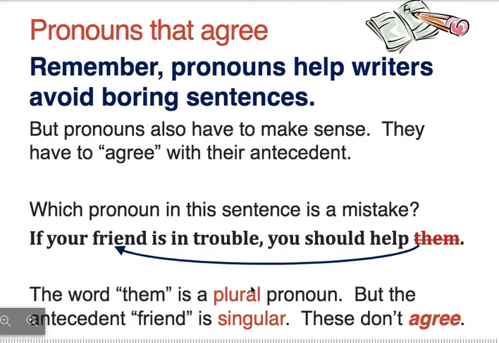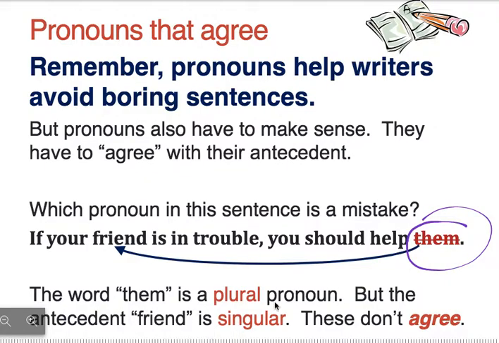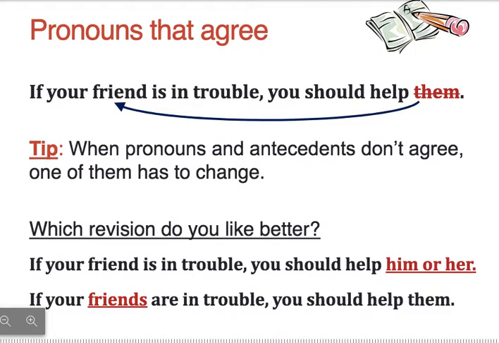So the word them is a plural pronoun, but the word friend is singular. It's not your friends are in trouble, it is your friend is in trouble. So the word them does not agree with its antecedent friend. So when pronouns and antecedents don't agree, one of them has to change. We have to fix it. So we either have to change the antecedent friend or the pronoun them. So we have two options here.